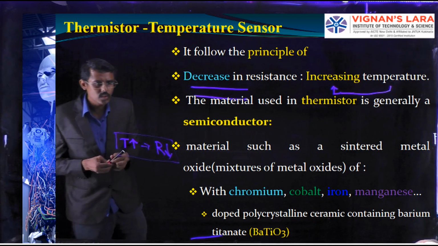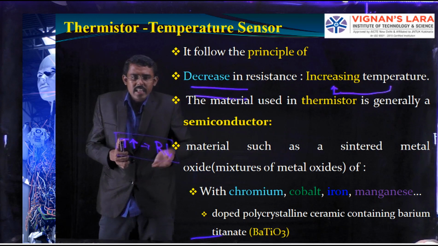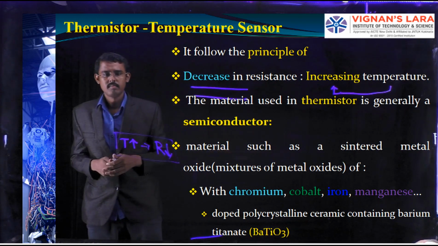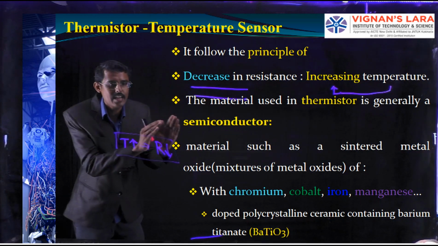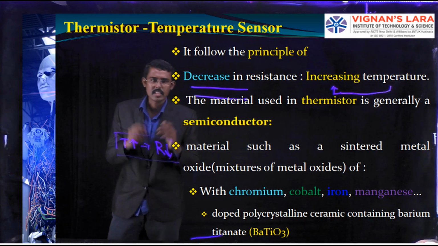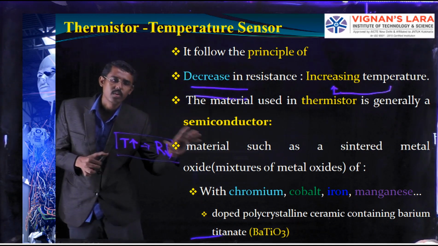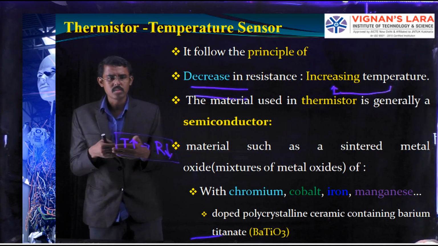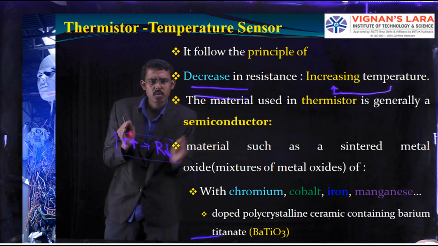The materials used in thermistors are generally semiconductors. Semiconductor means when the heat increases, it conducts current. If the heat reduces, it becomes an insulator. That idea we are using here. Materials such as sintered metal oxides, mixtures of metal oxides, we can use along with chromium and cobalt. In such cases we should also do doping.